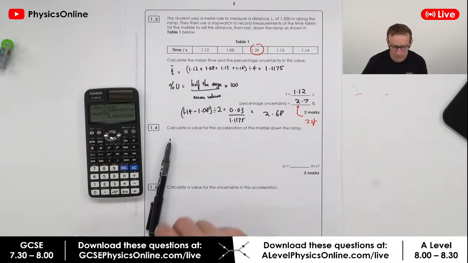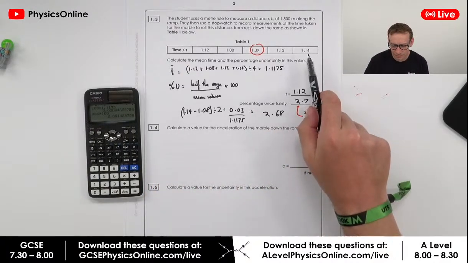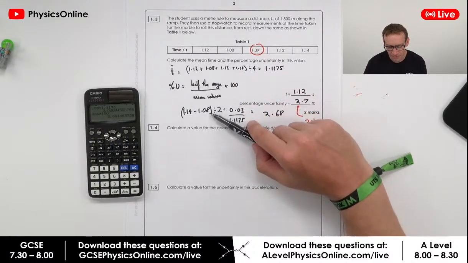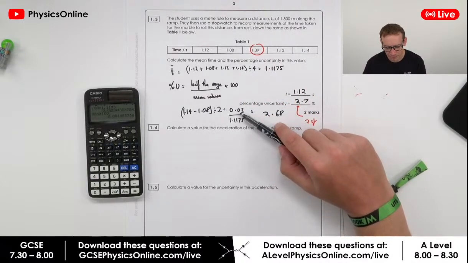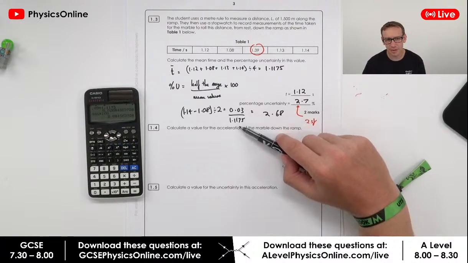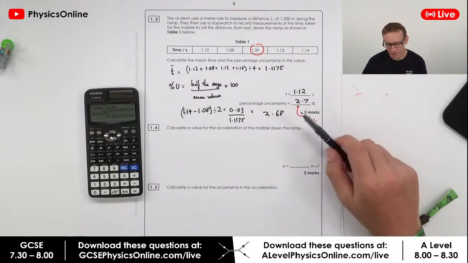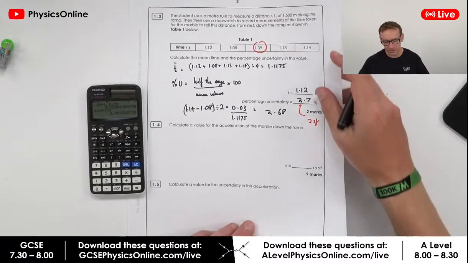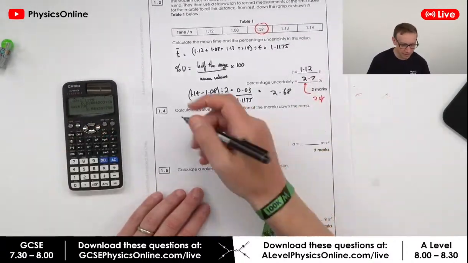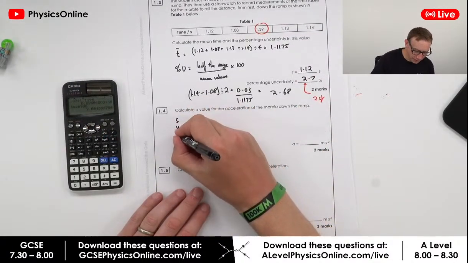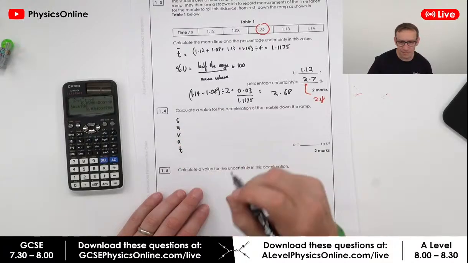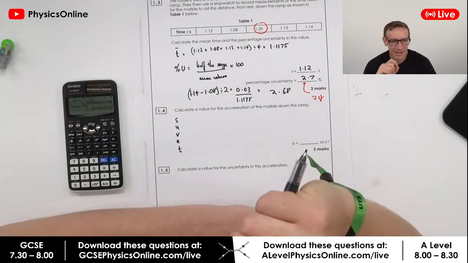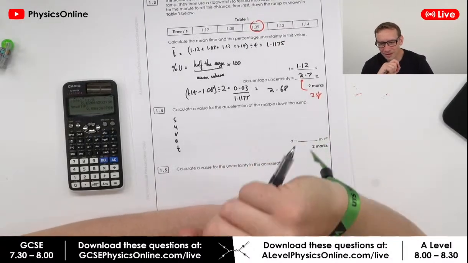So half the range is the biggest minus the smallest divided by 2. So that's 0.03. And we divided that by the mean value, which we worked out up here, to give a percentage uncertainty of 2.7. Okay, calculate a value for the acceleration of the marble down the ramp. So this is where it's just a SUVAT question. And everybody watching this is basically going to be awesome at SUVAT, I know.